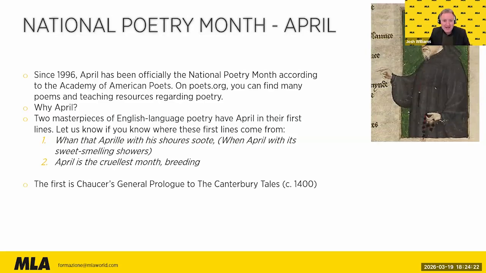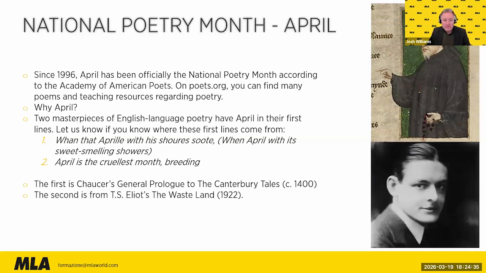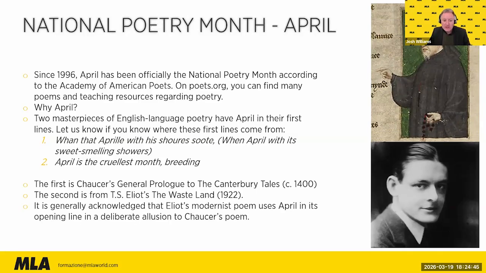Yes. The first, as I'm sure a lot of people guessed, is Chaucer's general prologue to the Canterbury Tales. So the sort of introduction to the Canterbury Tales, written around 1400. And then the second is the first line from T.S. Eliot's 20th century masterpiece, The Waste Land, from just over a century ago. It's generally acknowledged, although not necessarily confirmed by Eliot, that the use of April in the poem seems to be a deliberate allusion to Chaucer's poem.